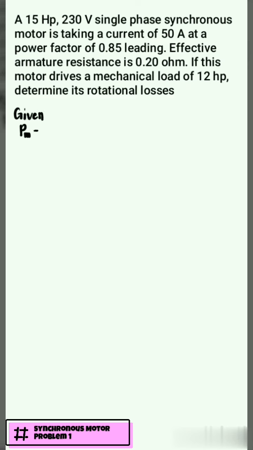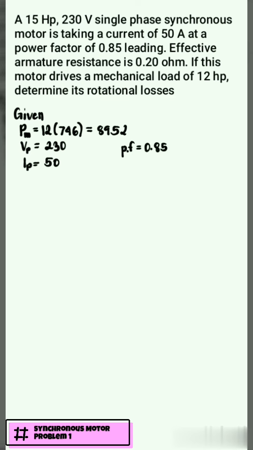Since the power of the motor is given with a value of 12 horsepower, converting it to watts, we have 12 times 746 equals to 8,952. Then the voltage per phase is equals to 230 volts. The current of 50 ampere. So we have also the power factor of 0.85. Then the armature resistance is also given with 0.20 ohms.